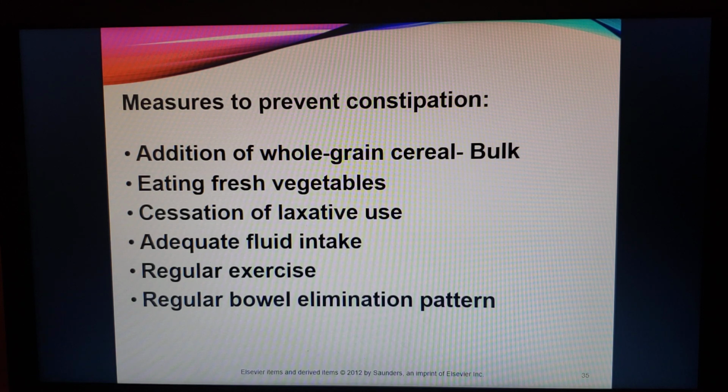You'll see this again, measures to prevent constipation. You want to add whole grain cereal, so add bulk fiber foods into the patient's diet. Have them eat fresh vegetables. They should stop laxative use if they're dependent on laxatives to have a bowel movement. That becomes a vicious circle. So we want to stop using laxatives and help the patient get back on a normal elimination pattern.